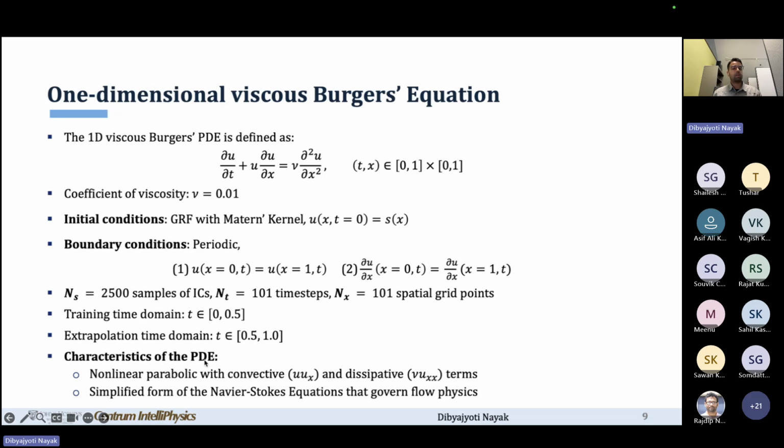A couple of points regarding the characteristics of the PDE. I always like to put this out so that we gain an understanding of the physical nature of the PDE that we are trying to consider. As you can see, this is a nonlinear parabolic PDE. The reason I say nonlinear is because of this convective term u u_x. And then you also have a dissipative term, which is given by this viscous dissipation term. The Burgers equation is nothing but a simplified form of the Navier-Stokes equation, where you do not consider the effect of pressure terms.